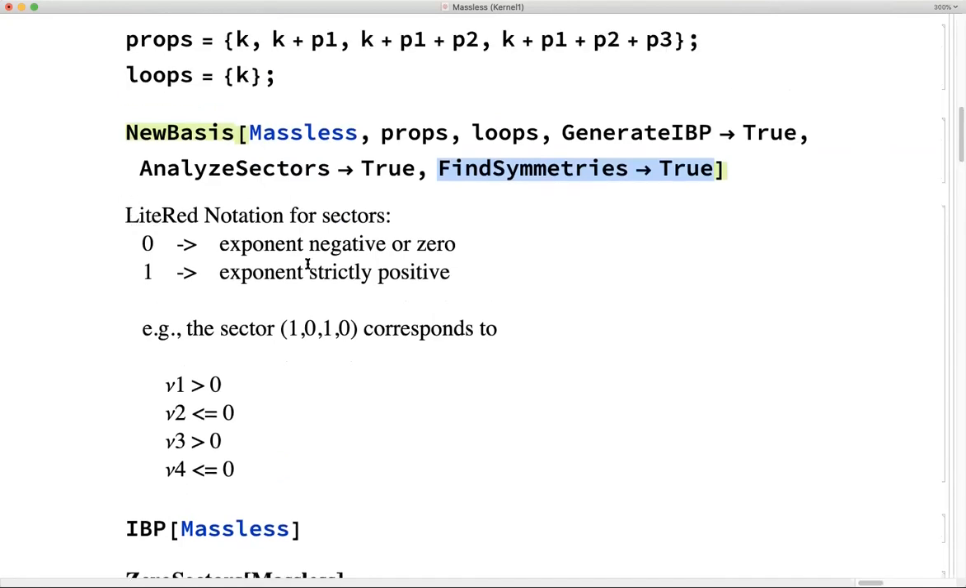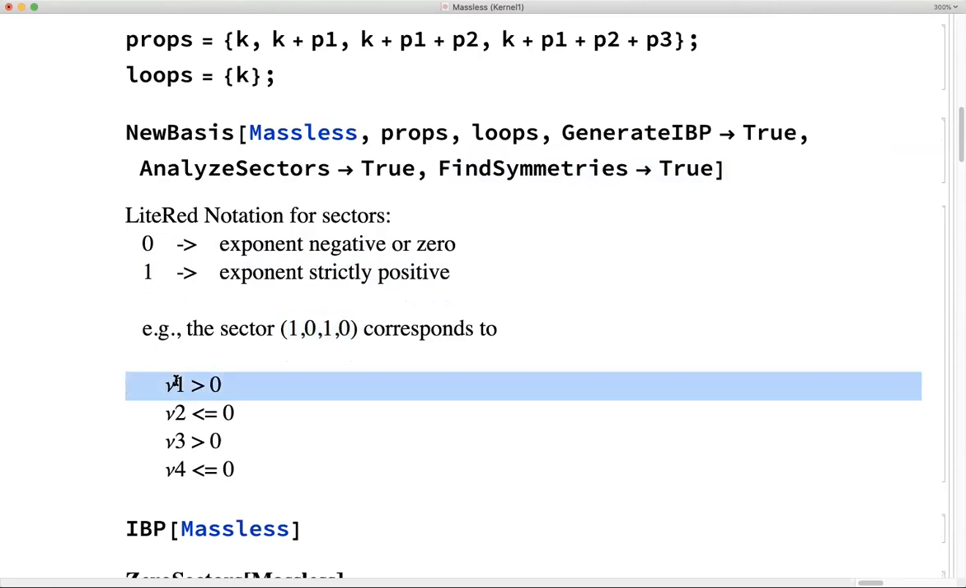A comment on the notation: the sectors will always be sequences of zeros and ones. One means that nu is positive in that sector, zero means that nu is negative or 0. For example, the sector 1010 means that nu1 is positive because I have a 1. Nu2 is negative or 0 because I have a 0. Nu3 is positive, nu4 is positive.